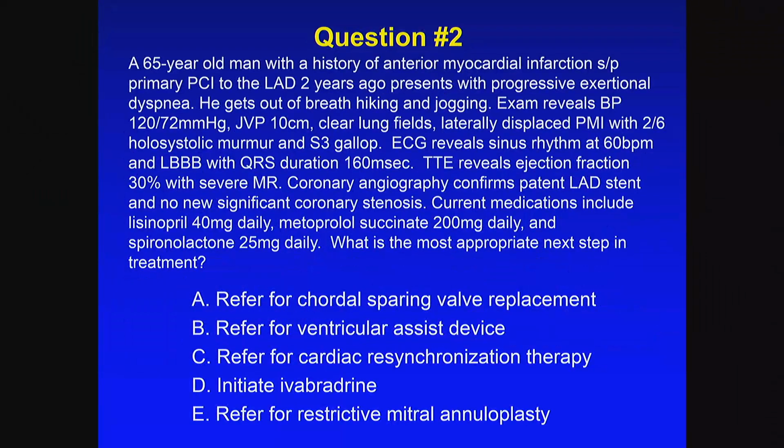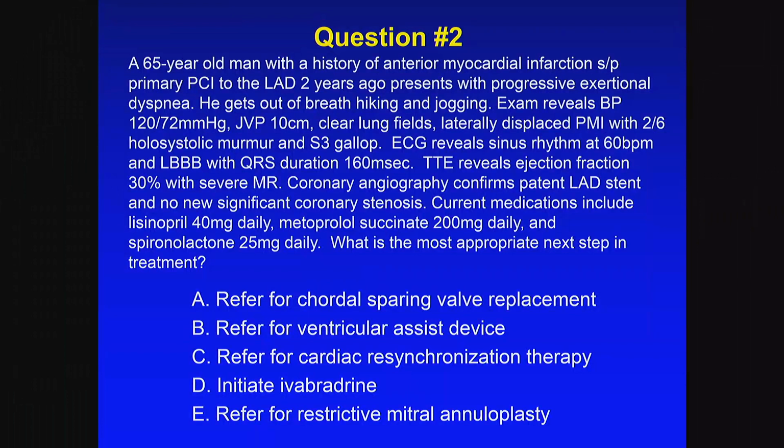Question number 2. A 65-year-old man with a history of anterior MI who had primary PCI to the left anterior descending artery 2 years ago presents with progressive exertional dyspnea. He gets out of breath hiking and jogging. His blood pressure is 120/72, mild elevation in the jugular venous pressure, but clear lungs with a laterally displaced point of maximal impulse and a 2 out of 6 holosystolic murmur and an S3 gallop.